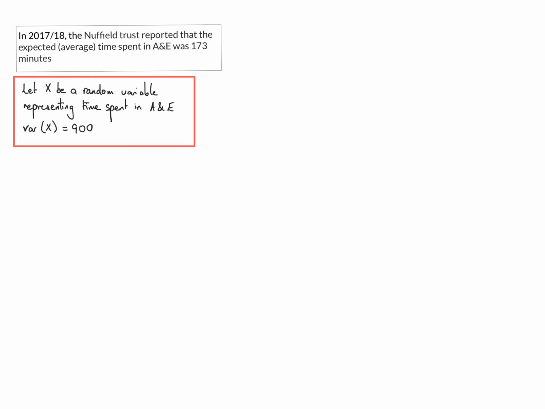In 2017-18, the Nuffield Trust reported that the expected time spent in A&E was 173 minutes. So let's begin by defining a random variable x to represent the time spent by an individual within A&E. Now we're told that the variance of x is 900, and we can define the expected value of x as being equal to 173.